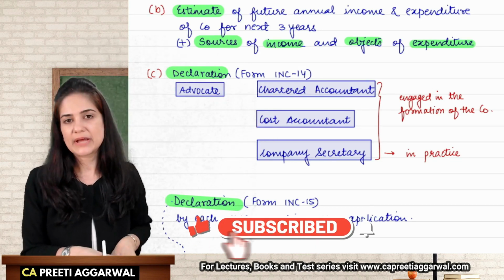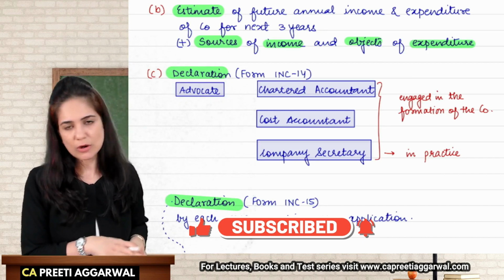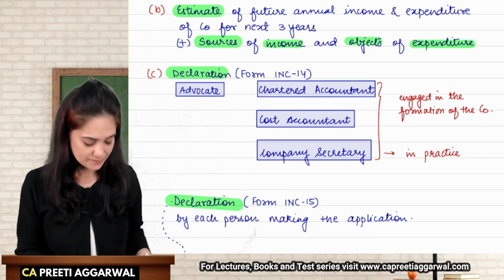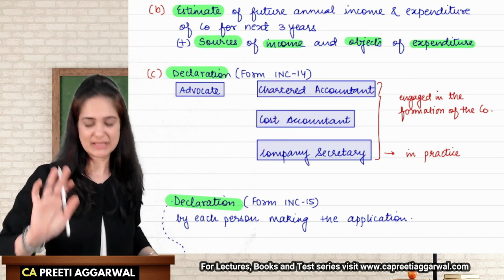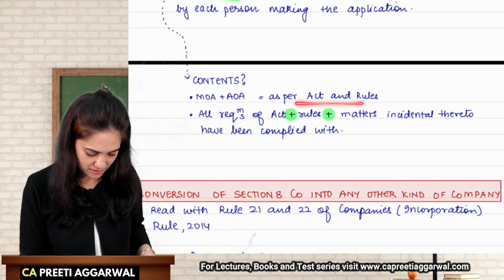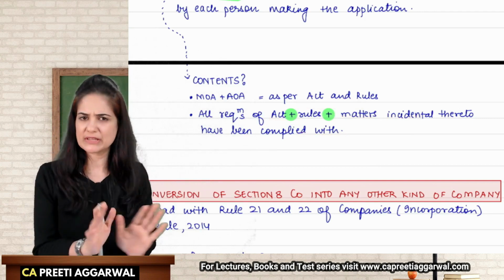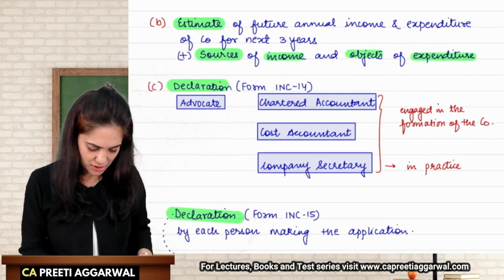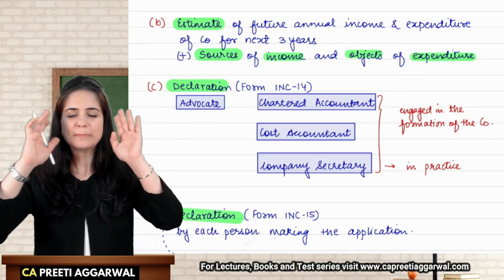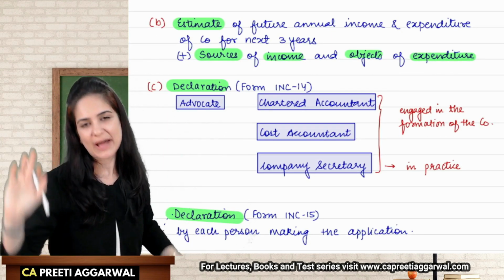So you need not get it signed by all. All four need not give declaration, any one of them. So they will give a declaration that everything is as per the Acts and the rules framed thereunder, and the matters incidental to whatever are the requirements. Everything has been mentioned properly. On the basis of this declaration, ROC will then peacefully approve the application.